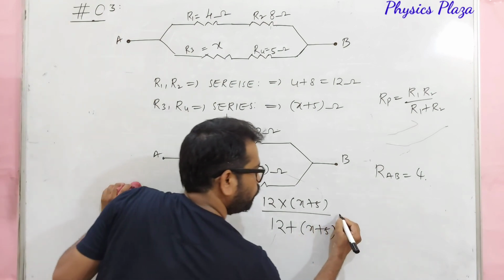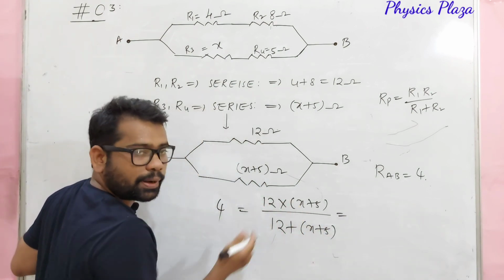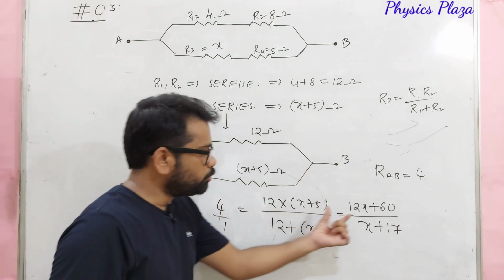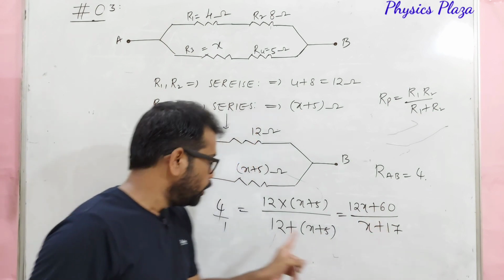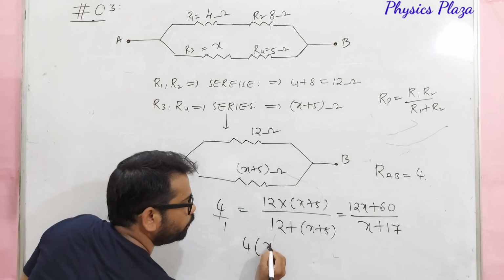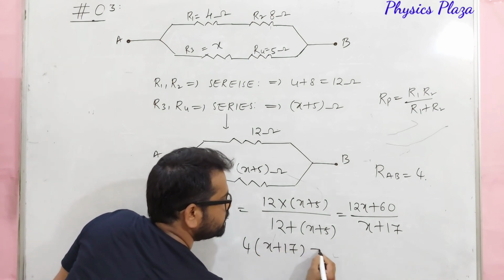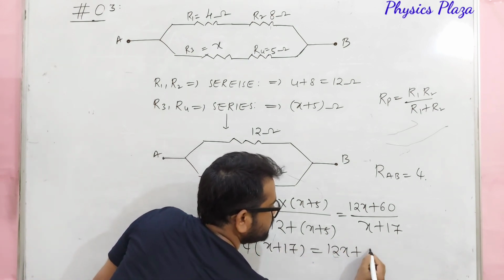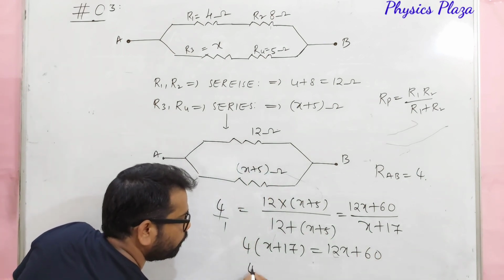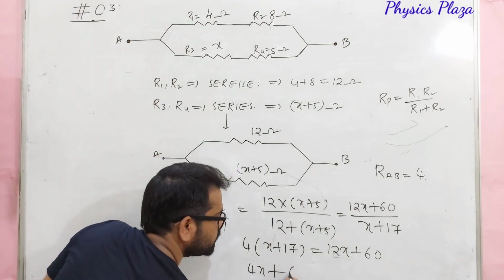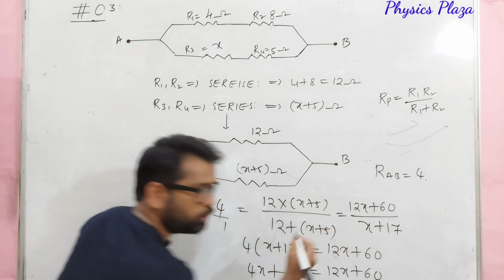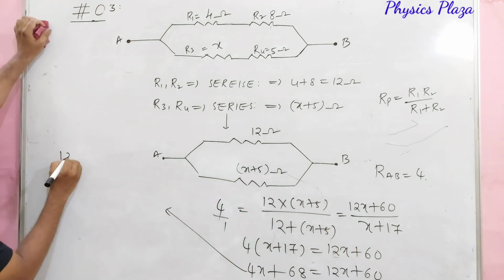Now just what can you do here? With 12 you can multiply. So here 17. Children, here 4 by 1 is equal to 12x plus 60 by x plus 17. Do the cross multiplication. So when you do cross multiplication, you will get 4 into x plus 17 is equal to 12x plus 60. Now let us multiply with the 4. So here you will get 4x plus 68 is equal to 12x plus 60. Now let us do here simplification.